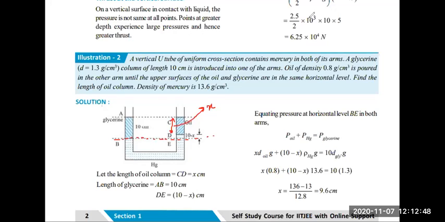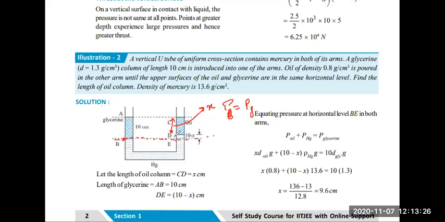Now, we know that pressure at point B will be just because of glycerin. The atmospheric pressure P naught here and here will be the same, so I'm just ignoring that. So pressure at point B will be because of glycerin. Because atmospheric pressure is not mentioned here, we won't be taking it. And even if you take it, it will cancel.